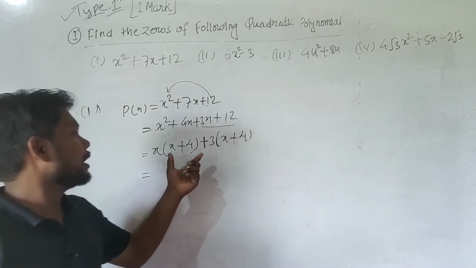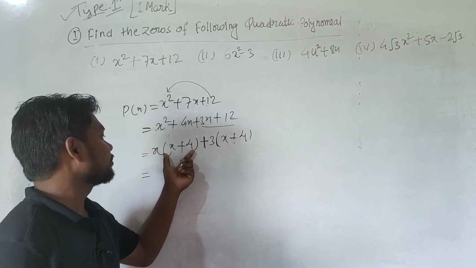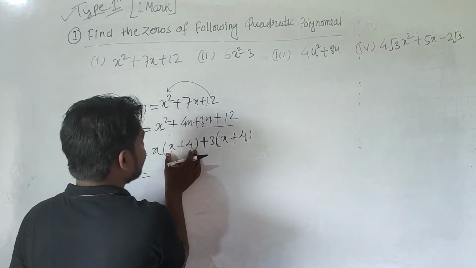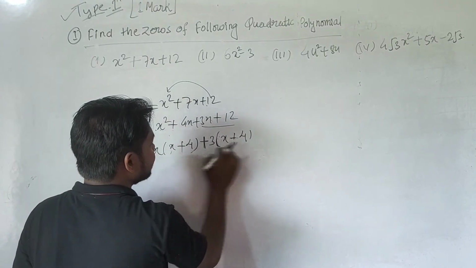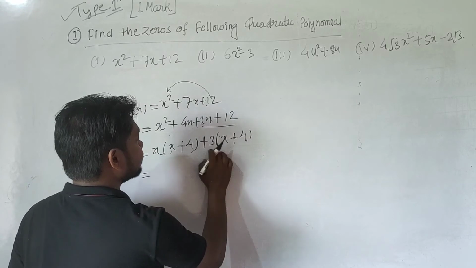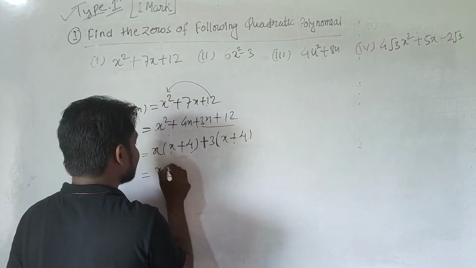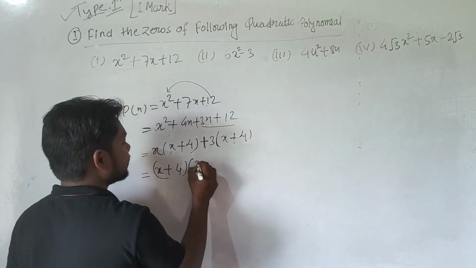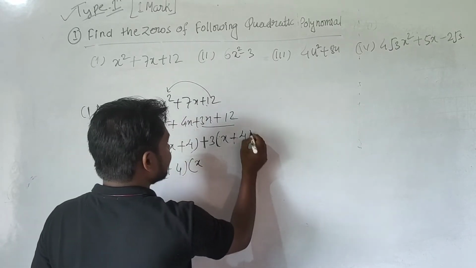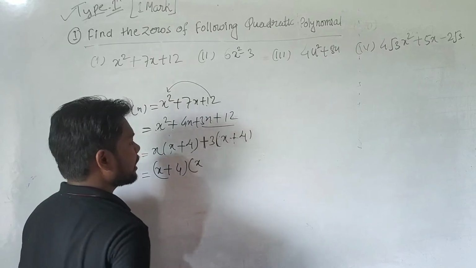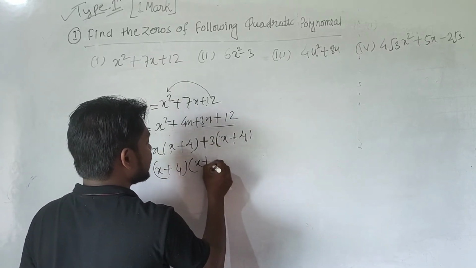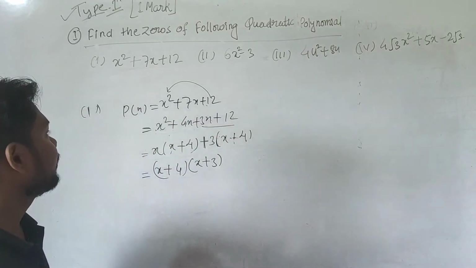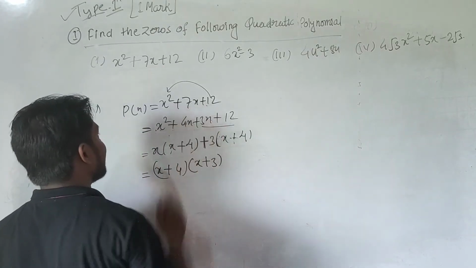Now this is one term and this is another term. If you look at both terms, here x plus 4 and here is also x plus 4. Therefore we can take x plus 4 common from the two terms. Here x is left, and here only 3 is left out. So this is the factorized form of this polynomial p of x.